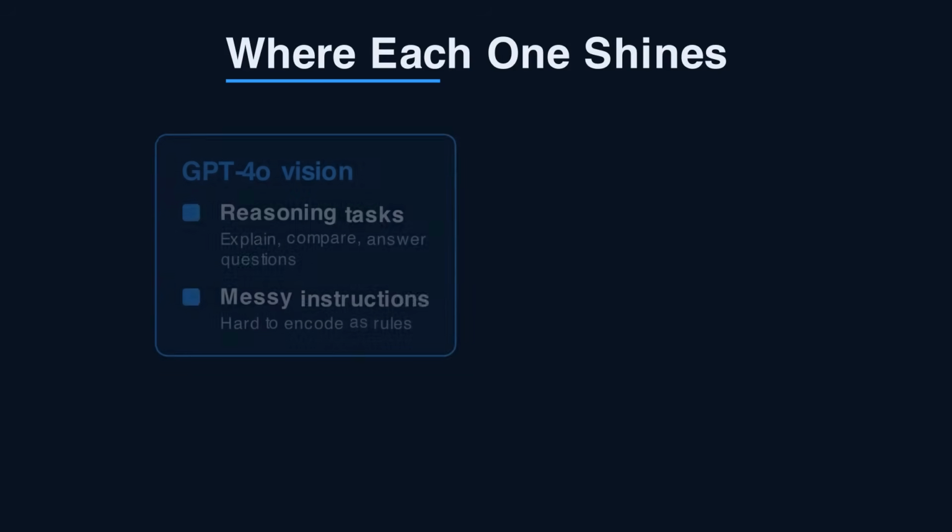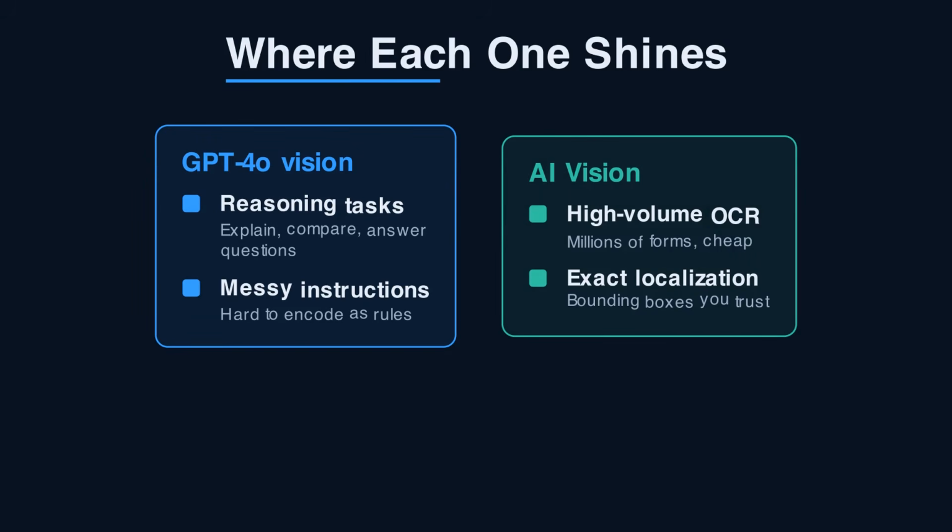Reach for GPT-4o Vision when the task needs reasoning, context, or judgment: explaining a diagram, comparing two screenshots, answering questions about a document, or following messy instructions you'd struggle to encode as rules. It handles ambiguity and combines vision with world knowledge.